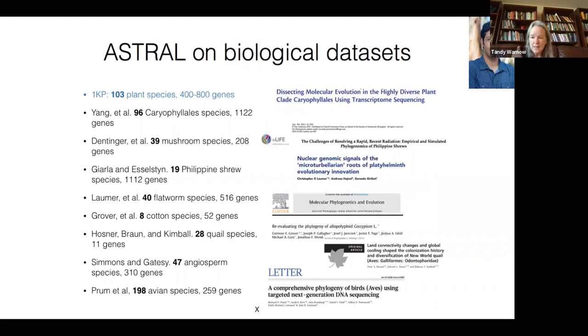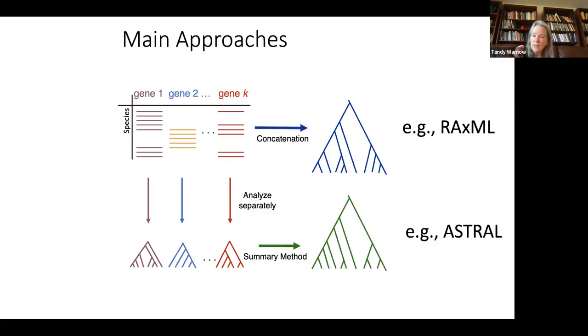So Astral is statistically consistent, it is polynomial time, and it has become the most commonly used summary method for species tree estimation. It's used all over now. So let me just point out that there are these two competing approaches. One is concatenation, one is Astral and other summary methods. An example of concatenation is maximum likelihood. Here, I'm showing RAxML as the approach because RAxML is the dominant maximum likelihood method. The other is for each gene, get a gene tree and then combine them using the Astral software or some other such summary method. The choice between these two approaches has been debated.